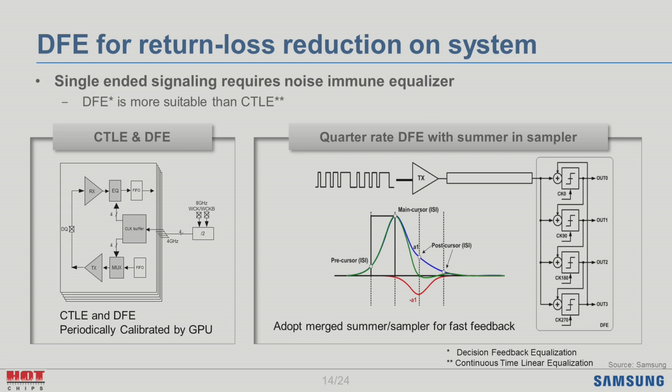Okay, another limitation of signaling over 10 Gbps is the inter-symbol interference. Generally, in order to remove the ISI, we can consider two kinds of equalization, the CTLE and the DFE. As I said, DRAM is single-ended signaling and is very, very sensitive to high frequency signaling noise. So we think the DFE is the more suitable solution to remove the ISI in over 10 Gbps signaling.